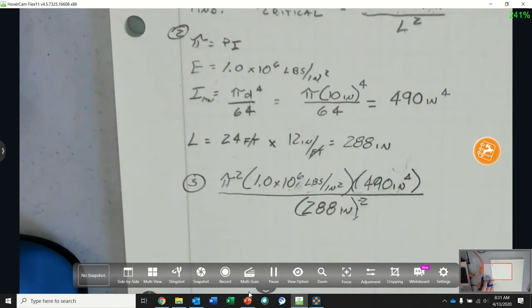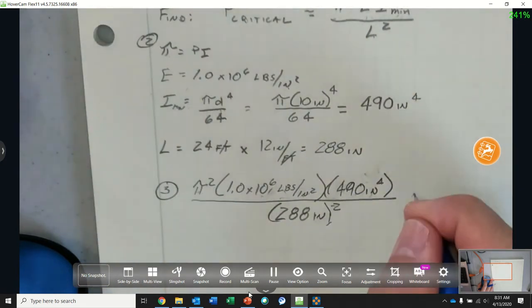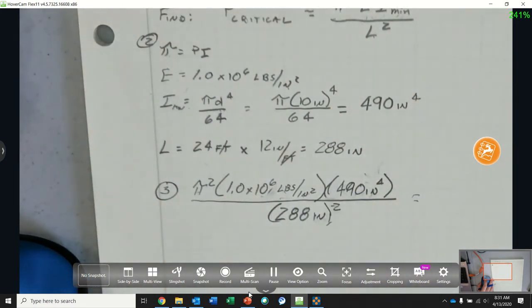All right. So I have inches squared here, and then inches squared divided by inches squared. Those cancel out. Now I'm left with pounds. There we go. All right. So let's plug that in our calculator.